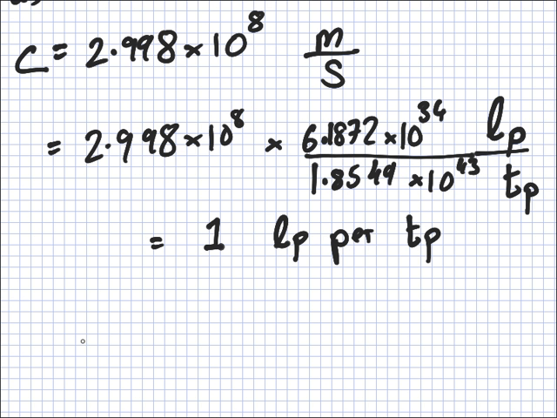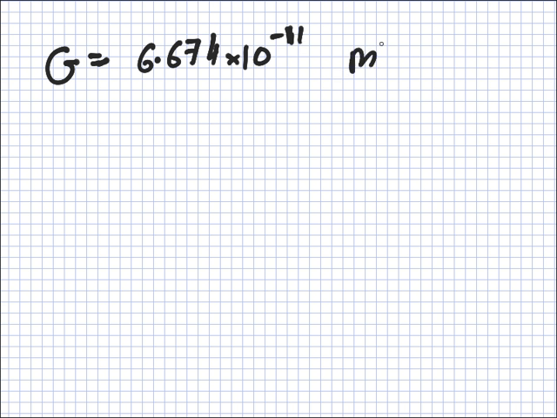Yeah. The next one is G. So this G is a bit harder. G equals, what did I say it was? 6.674 times 10 to the minus 11. And now you must use your answer from part 1E. You see this one here? So what was the answer for E? It was meter cubed per kilogram per second squared.